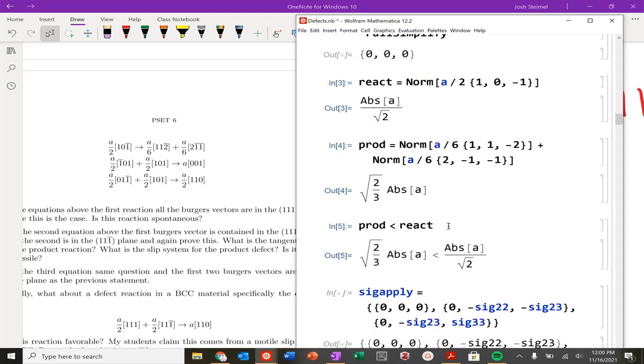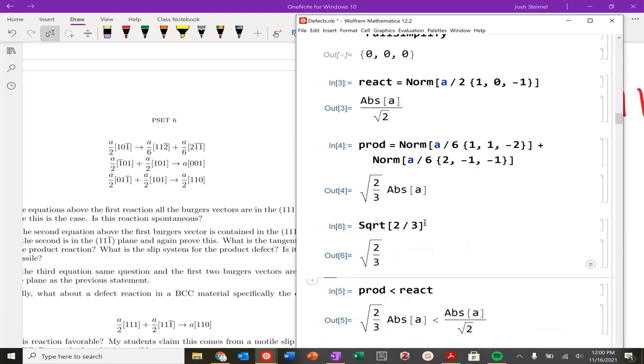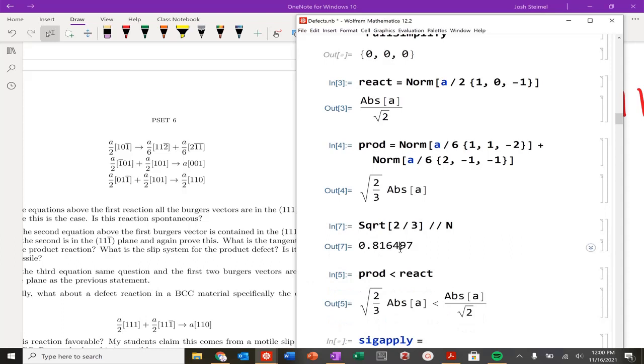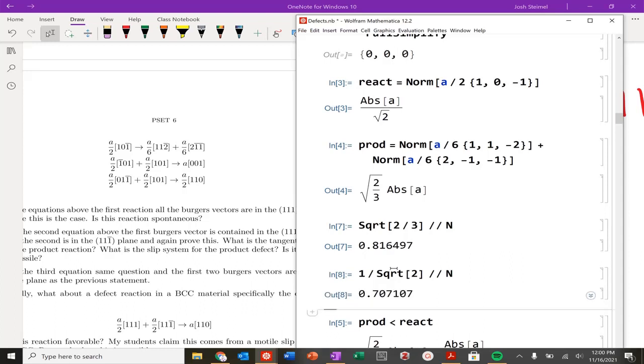Actually, we could do the question, but again, we can just see this. So let's look at those values. My reactants, so let's say square root 2 divided by 3. Let's look at that numerically. What is 1 divided by square root 2?